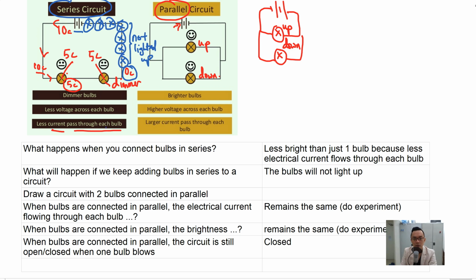There's lesser current passing through each bulb, lesser voltage. You get dimmer bulbs, or even bulbs that do not light up. All right, these bulbs do not light up because there's no more electricity or no more current for them.